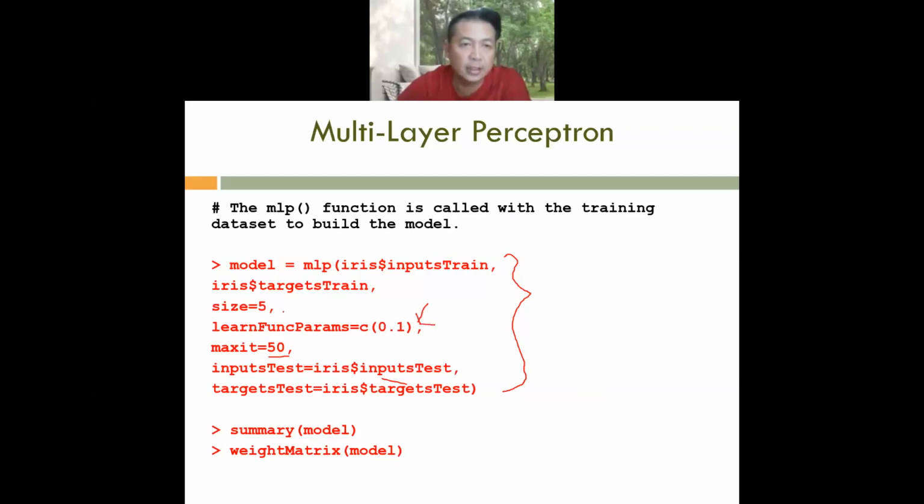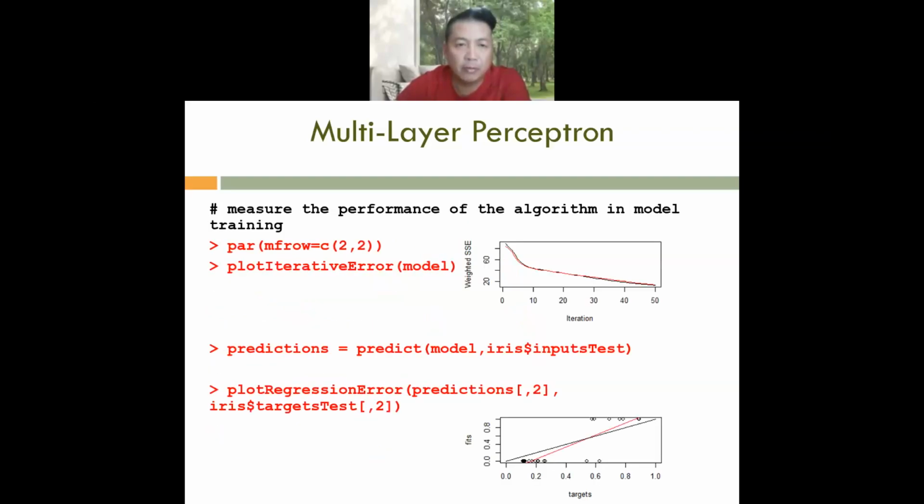This is your learning rate. Okay, this is the size of your neuron, and this is the training. This is the target label. This is your input. So if you look at the summary and also the weight of the model, you have something like this.